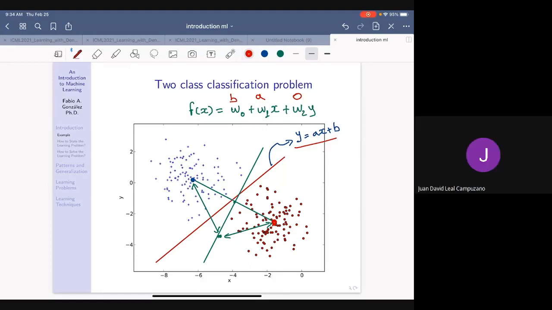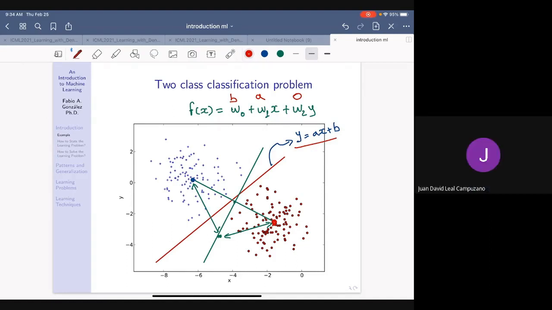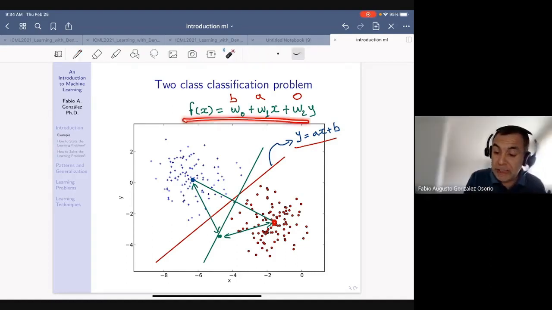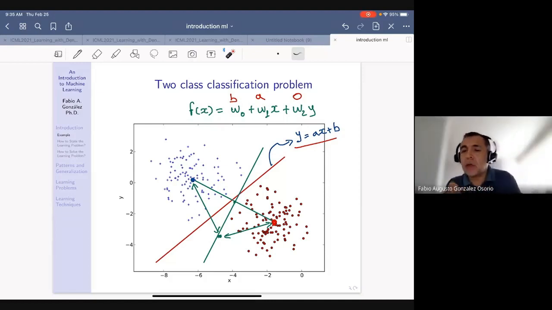Okay, Juan David. I have a problem with the expression. Which expression? f(x) equal to this, W0 plus W1. Yeah, because this is a function with two variables, X and Y. It has to be f of x, y equal to W0 plus W1x plus W2y. Yeah, this is a plane, for my knowledge. That's a good point, Juan David.